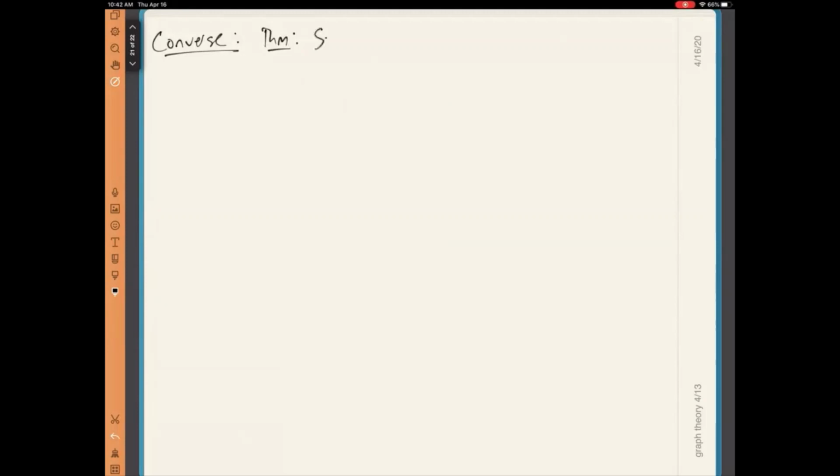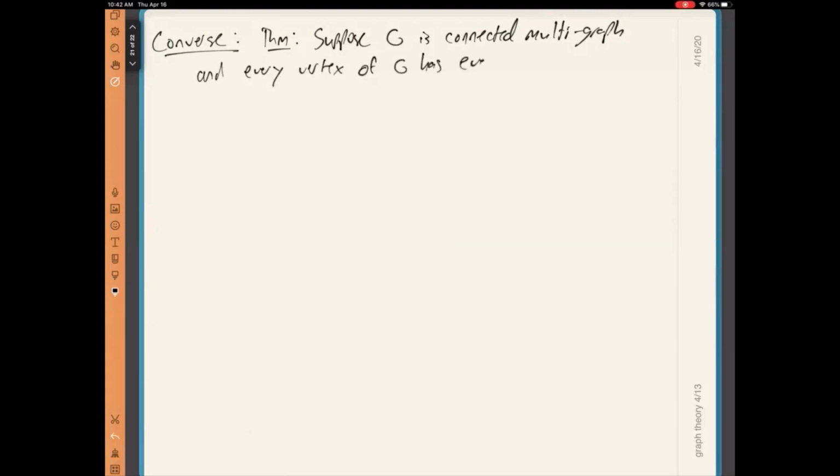So suppose that G is a connected multigraph. I mean, for most of the examples we'll look at, other than the bridge problem, you can just think of it as just a regular undirected graph. But if you want to, it can be a multigraph. And suppose that every vertex has even degree. Right? Then you can always find an Euler circuit through the graph.